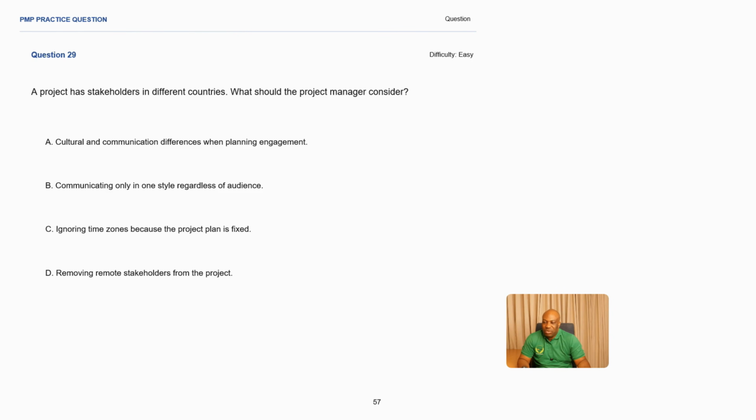Practice question number 29. A project has stakeholders in different countries. What should the project manager consider? Okay. The difficulty here is very easy. What is our problem statement? There are so many stakeholders in different countries. Okay, so let's go through the answers so that we see what to consider here.